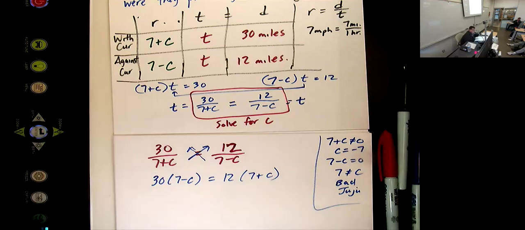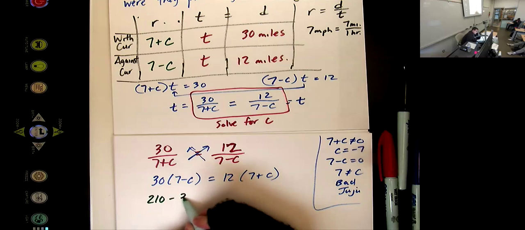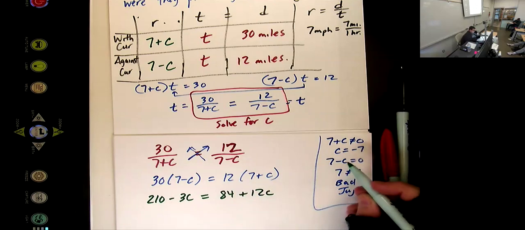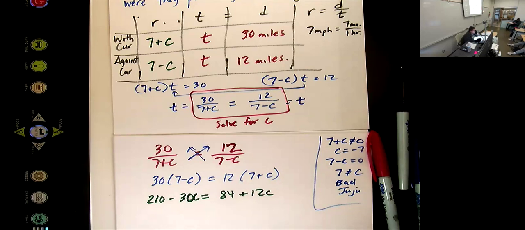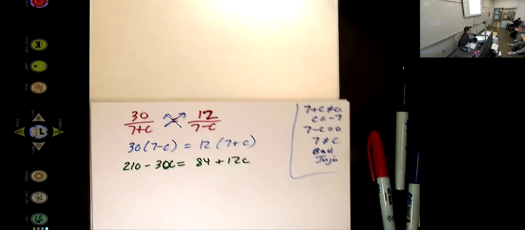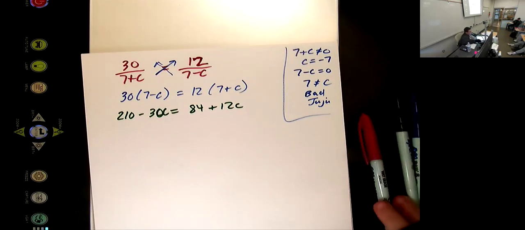All right, what do we get if we solve this out? 210 minus 30C equals 84 plus 12C. Did I do that right? Never know, I wrote 17 earlier, and I started to write 3C rather than 30C. You always have to make sure you're up here doing the right thing. Believe it or not, I'm not drinking.